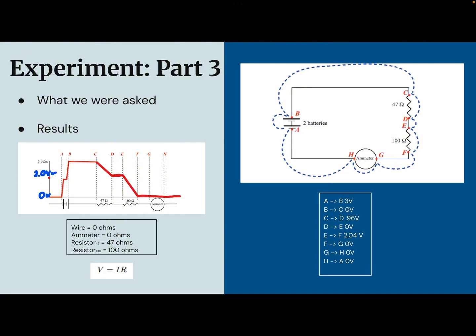From A to B was 3 volts, from B to C was 0, from C to D was 0.96, from D to E was 0, E to F is 2.04, from F to G is 0, G to H is 0, and then H to A was 0. We then had to put that onto a graph, which is shown, and then we used the equation below to prove that these were the correct values because we found the resistance of each spot, the resistivity of each spot.